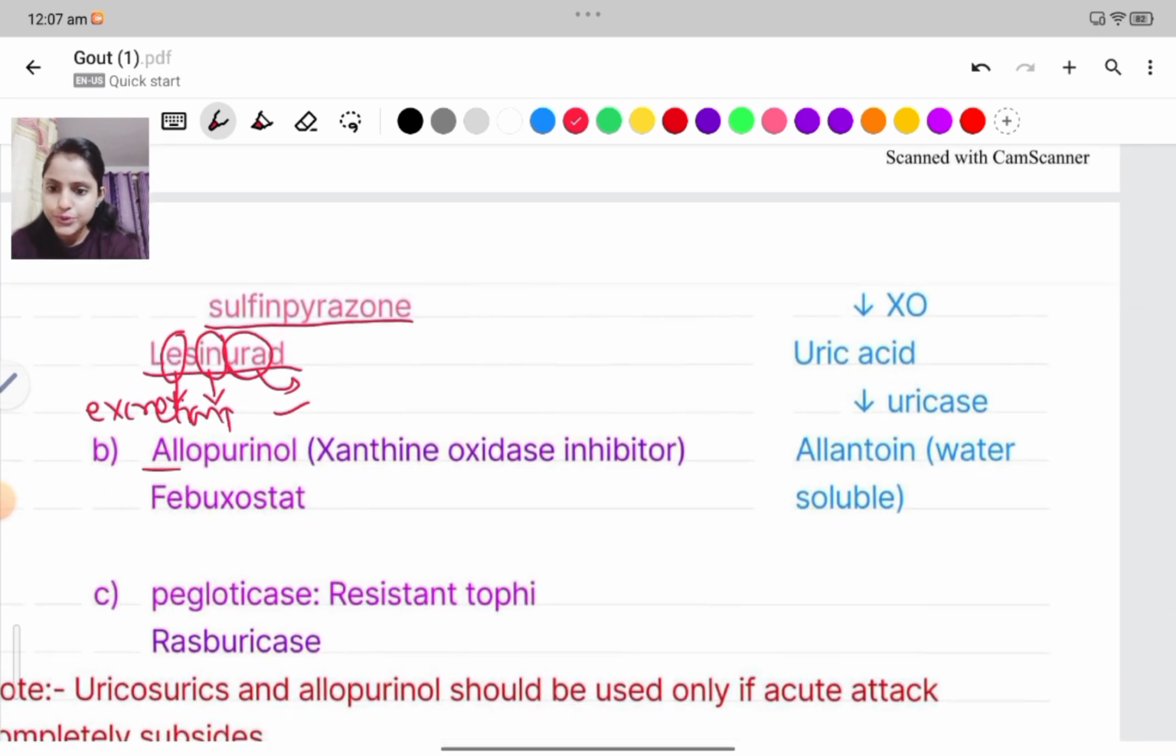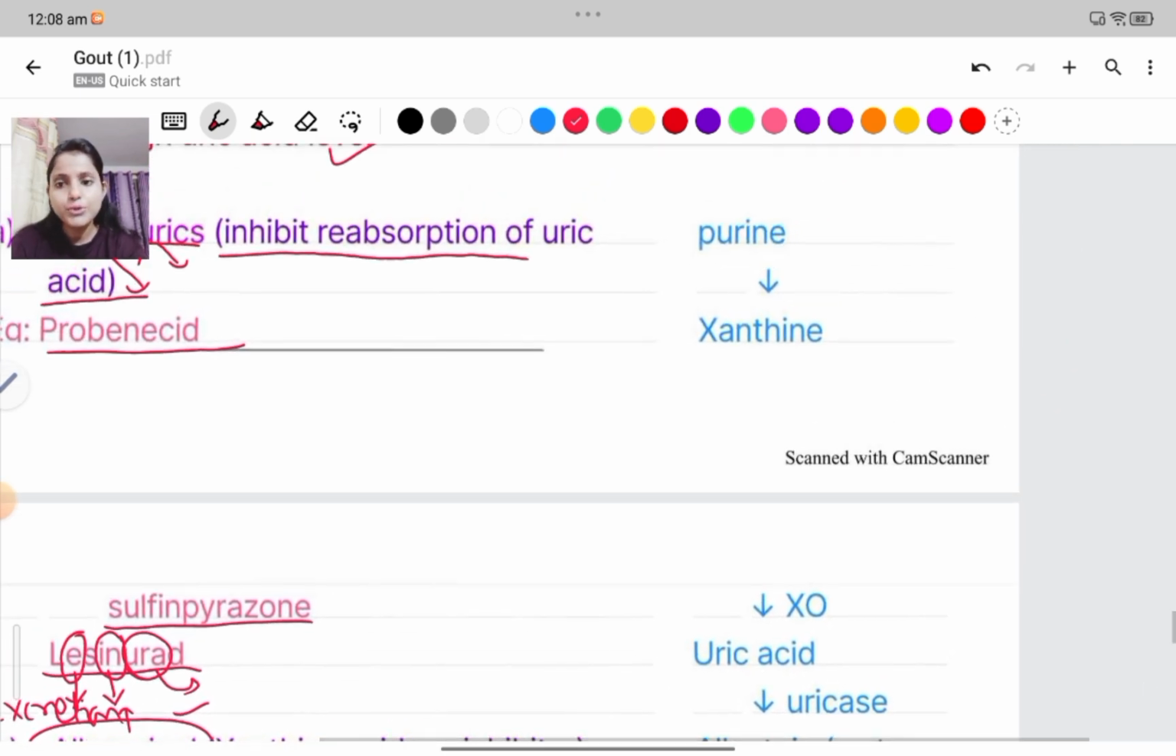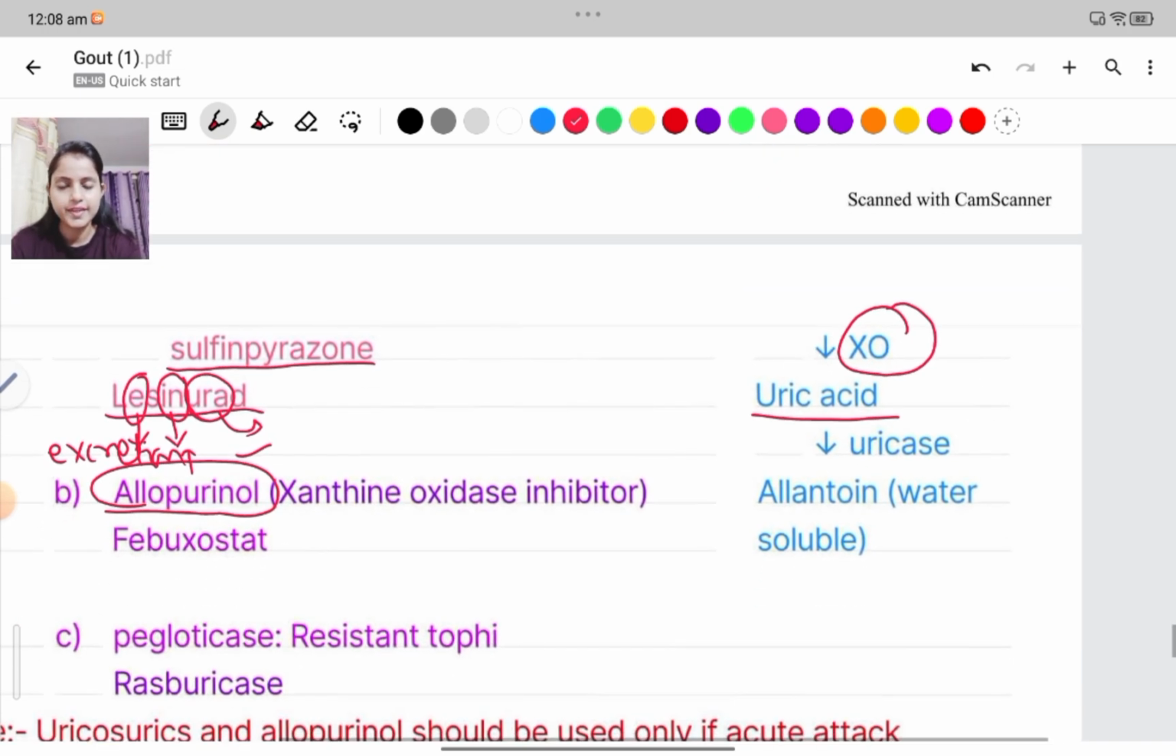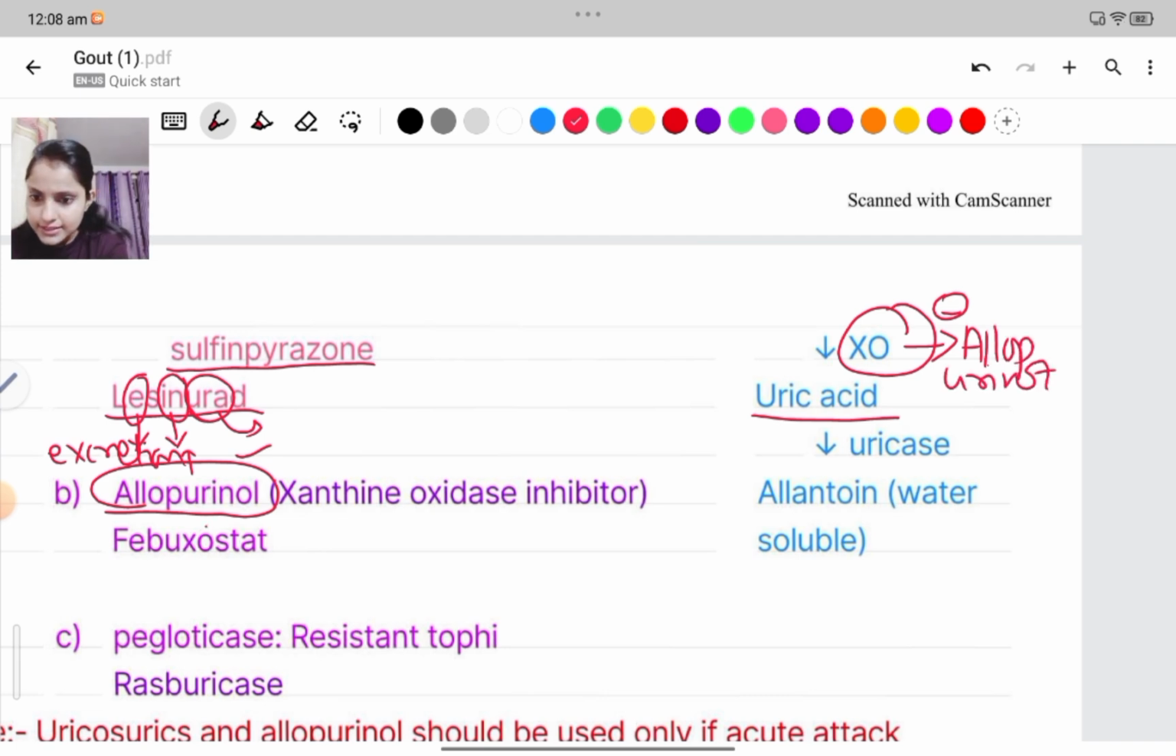We can also give allopurinol, which is a xanthine oxidase inhibitor. From the purine, xanthine is formed, and from xanthine, uric acid is formed by the xanthine oxidase enzyme. Allopurinol inhibits this xanthine oxidase enzyme, so we can give allopurinol. And febuxostat, this is the XO, xanthine oxidase stat, keeps the xanthine oxidase static, meaning it decreases xanthine oxidase activity, so it decreases the formation of uric acid.